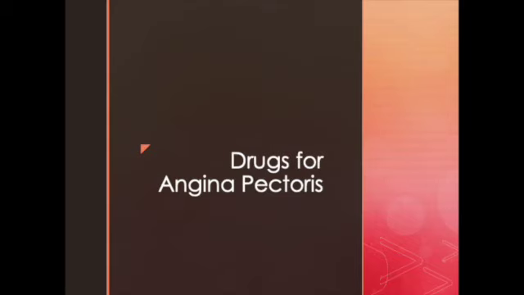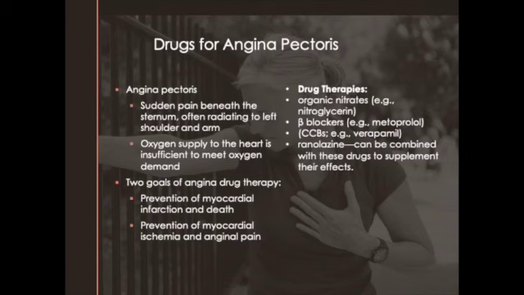We're going to look at drugs for angina pectoris. Now, angina or chest pain, mainly we're going to attribute this to a cardiovascular disease. It's a sudden pain that occurs beneath the sternum, and it usually radiates to the left arm and the left shoulder. Remembering that women present differently than men, not all angina will have this radiation.